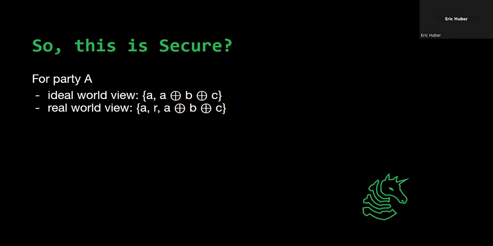If we recall what A has been doing, it's been sampling a random bit. It's been XORing its input with that random bit, and it's been receiving R XOR A XOR B XOR C. So for its real world view, the only extra information that it has is a random bit that it generated. So what we can do in order to prove that this is secure is also sample a random bit and XOR this. Yeah, that's actually all there is to it.